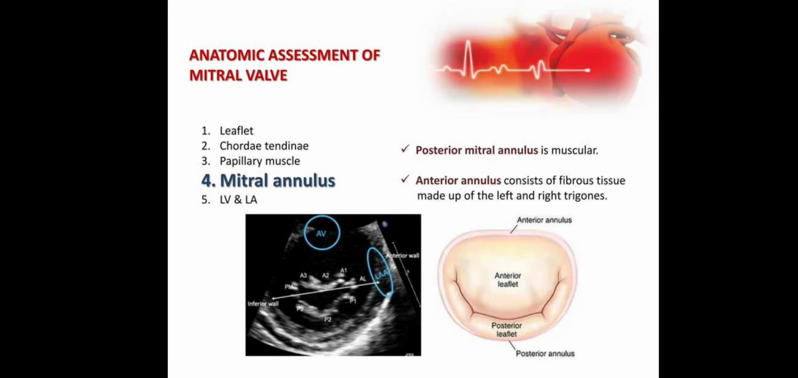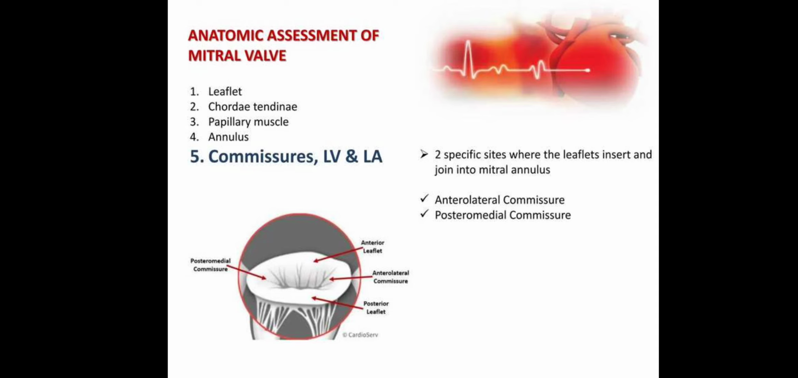Fourth one is the mitral annulus. The posterior mitral annulus is muscular. The anterior annulus consists of fibrous tissue made up of the left and the right trigones. This is the anterior annulus, which is fibrous tissue made up of left and right trigones, and this is the posterior annulus, which is muscular. The fifth one is commissures, LV and LA.